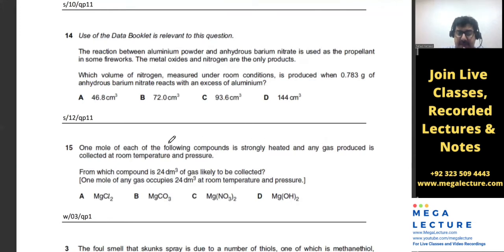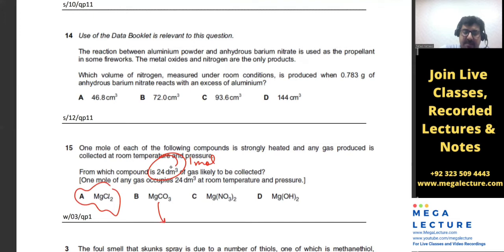Any gas produced is collected at room temperature and pressure. For which compound is 24 dm³ produced? 24 dm³ is 1 mole, right? So basically, he's asking which one would produce 1 mole of gas. Starting with the first one, it does not decompose, right? It's only nitrates and hydroxides that decompose.